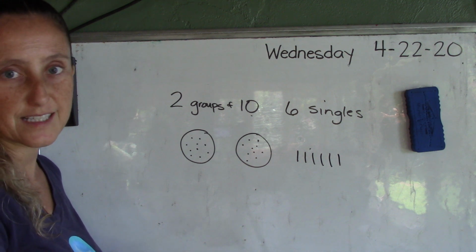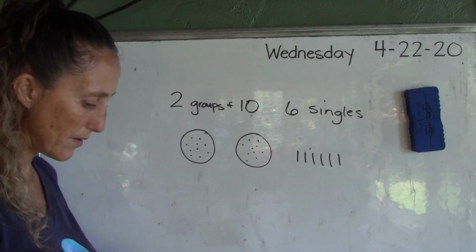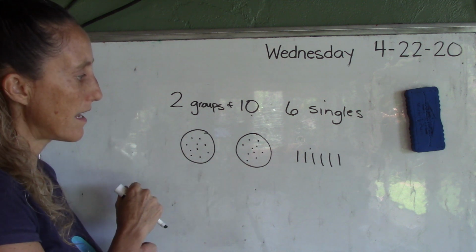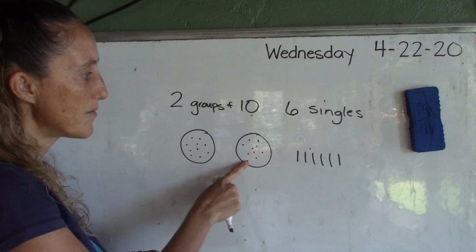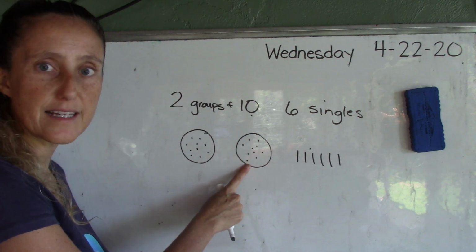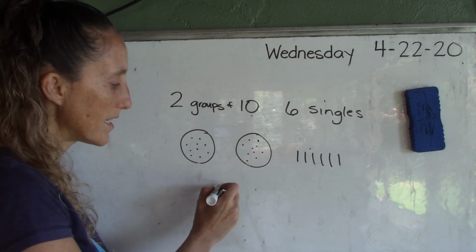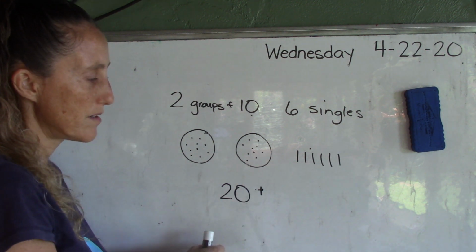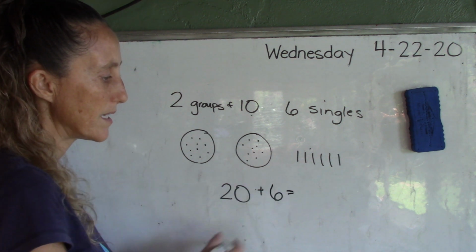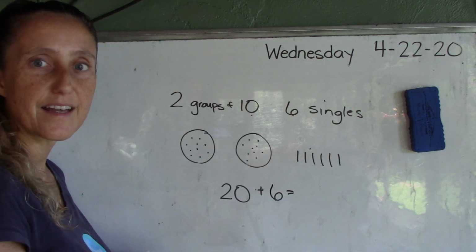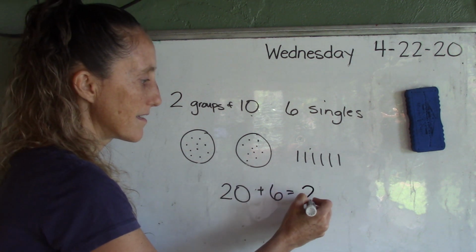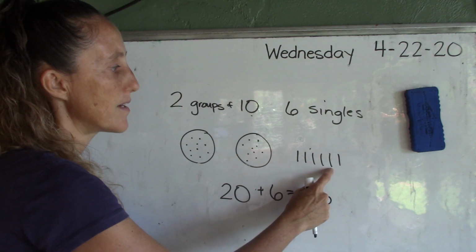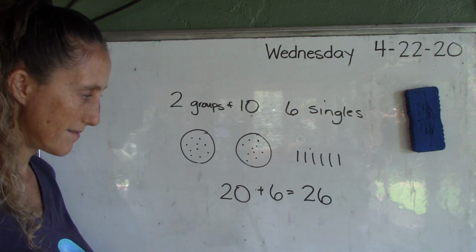Or I could have done it the tally mark way, right? Well, how many is that all together? 2 groups of 10, or 10 plus 10 is, good, 20. Just like we had 2 dimes, that was 20 also. Plus 6 more. What's 20 plus 6? You're right, 26. 10, 20, 21, 22, 23, 24, 25, 26. We were right.